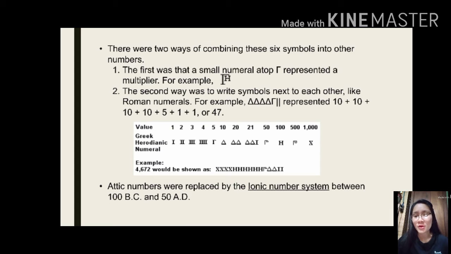So, di ba kapag sa Roman numerals, pinagsasama-sama lang yung mga symbols, ganun din dito sa system ng Attic or Herodianic numerals. So, the symbols were usually written in descending order, but not always. There is no standard way of writing fractions with this numeral system, as this system was typically not used for representing fractions. Attic numbers were replaced by the Ionic number system between 100 BC and 50 AD.